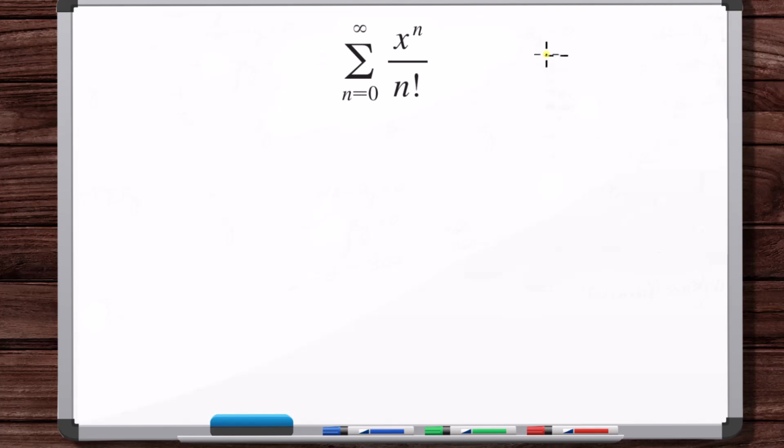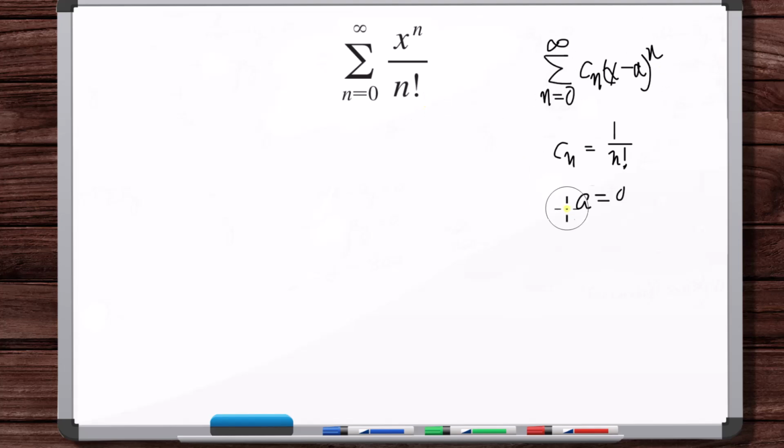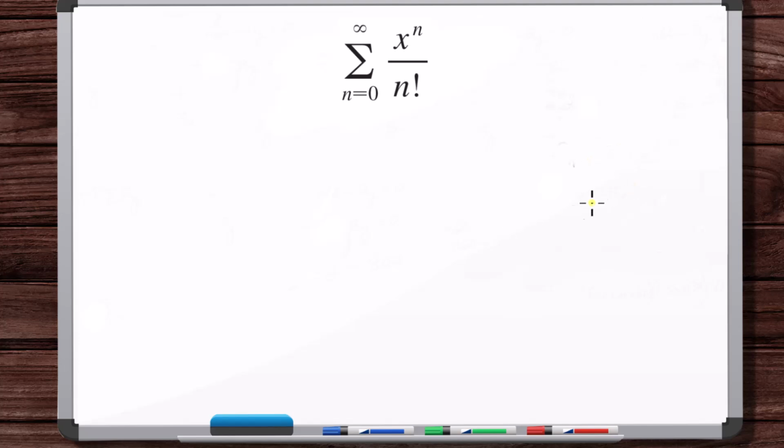I really want to hammer this home: this is the exact same form every time. Here's the c sub n and x minus a to the n. The c sub n we can see is 1 over n factorial, and a is equal to 0. That's a power series. If it doesn't have a form like this, then it's not a power series. Just because you see a series that has an x in it doesn't mean it's a power series. A power series is not just a series with a variable in it. Not at all. It has to be a form like what I just wrote out.